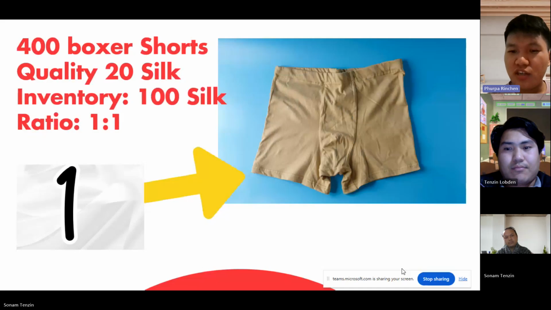Next, please. In module 2, what we did was manage our suppliers. So let me directly go with our contract. We got a contract for 400 boxers with a quality of 20 from Tefis, and we already had an inventory of 100 silks. We need one silk for each boxer, so we had to order 300 more silks.